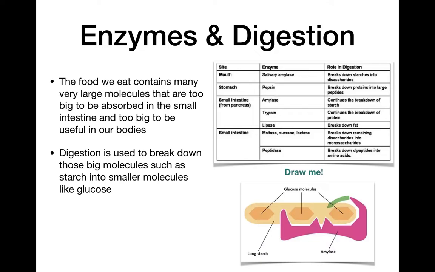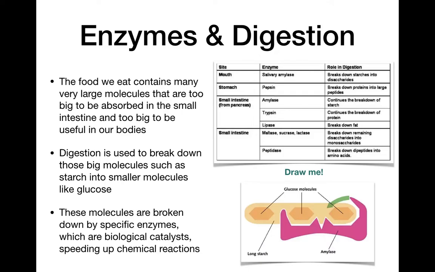And if you take biology next year, you learn a lot more detail about specific enzymes and how they work. Those enzymes are biological catalysts. Catalysts are things that speed up chemical reactions, and these are natural biological ones that speed up biological reactions. So for example, if we look at this table here, amylase breaks down starches into disaccharides. Disaccharides are sugars with two parts, like sucrose, like galactose. They have two parts to them.